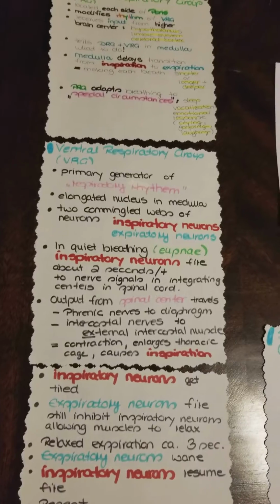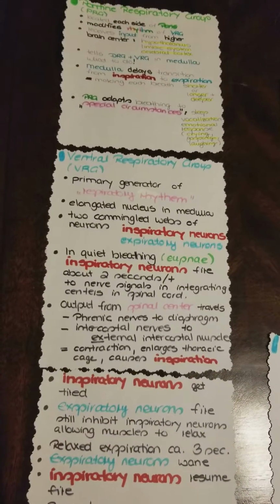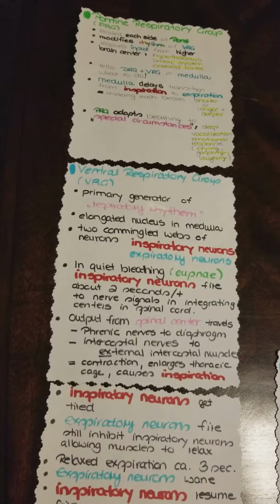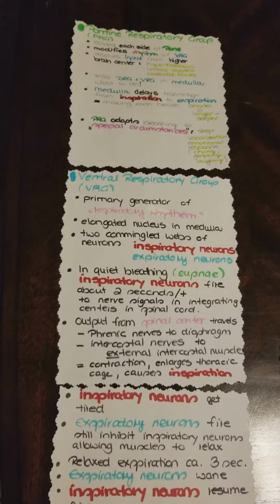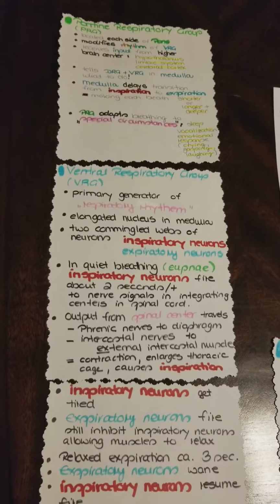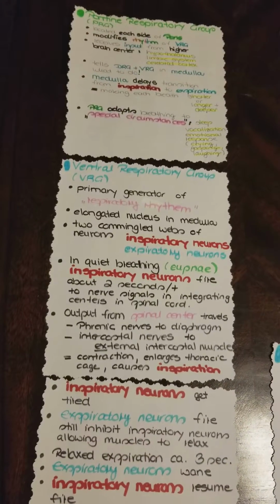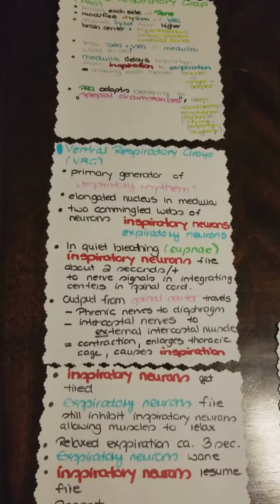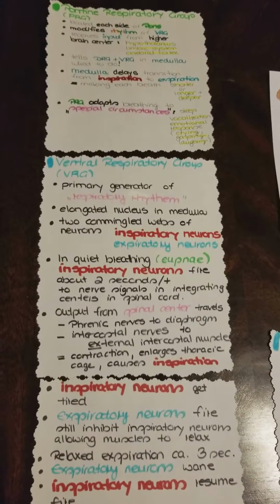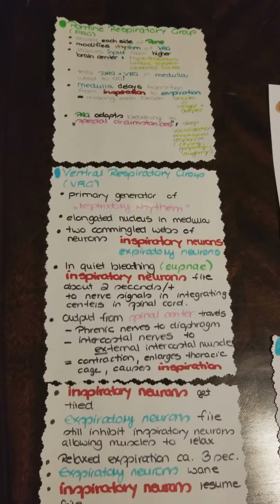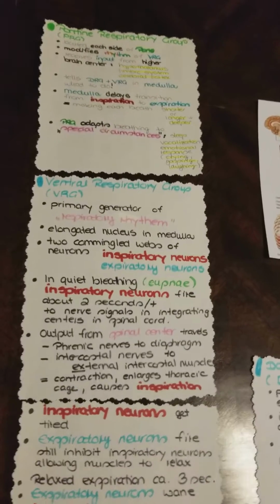In quiet breathing, or eupnea, the inspiratory neurons fire about 2 seconds at a time, sending nerve signals to the integrating centers of the spinal cord. So the output from the spinal center travels: one signal goes through the phrenic nerves to the diaphragm, and the other signal goes through the intercostal nerves to the intercostal muscles, making them contract. It enlarges the thoracic cage, which causes you to breathe in.